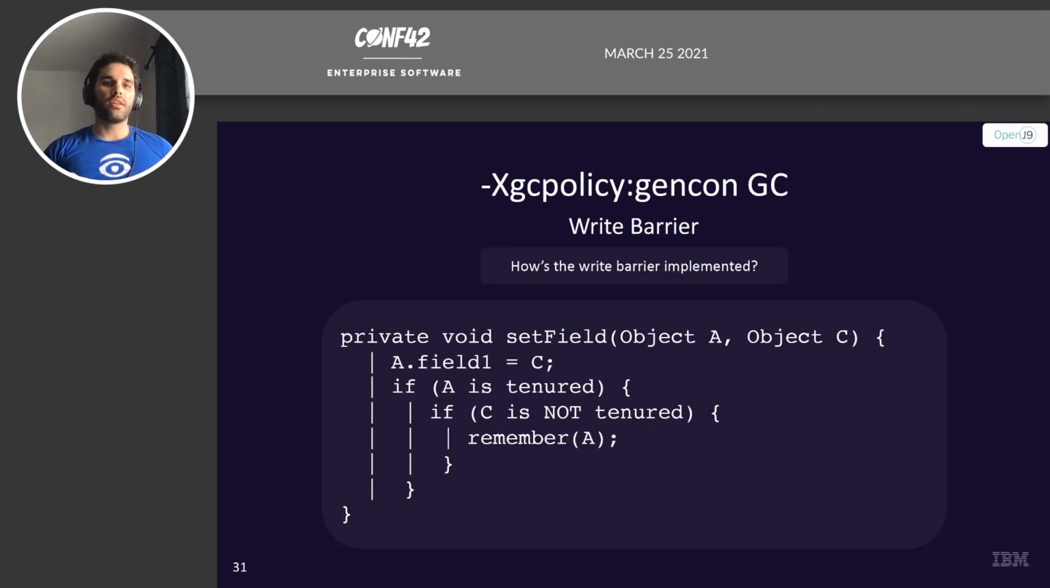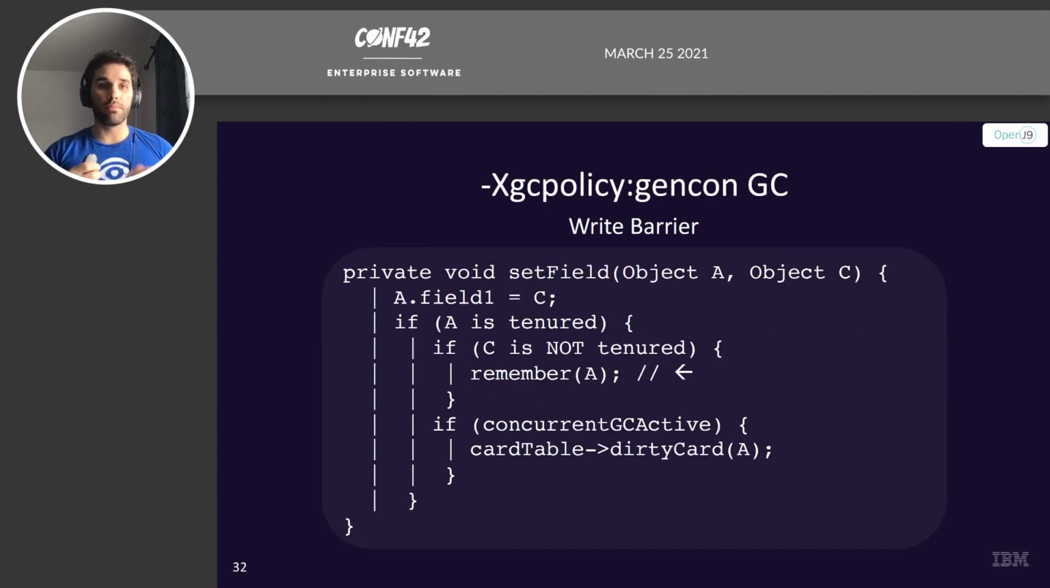All we do is check if A is in the old space, A is tenured, and C is not, meaning A is in the old space, C is in the new space, then we also remember that. Since we have two barriers here, we can put that in the same check to save some CPU cycles, and that's the resulting write barrier for GenCon.